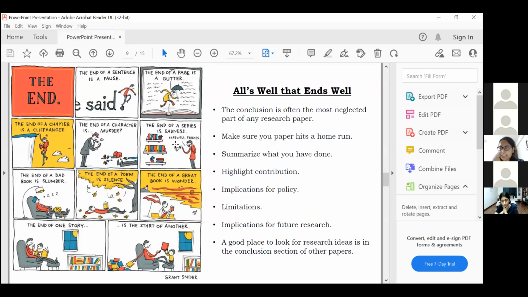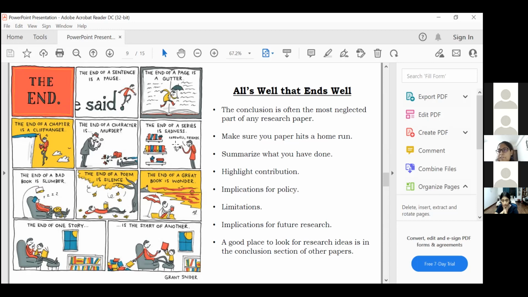If it's a paper that has implications for policy making, then highlight that. If it's a paper where there are some limitations, which your paper will have, no paper is perfect, okay? And no paper addresses all the questions that you need. So if there are some limitations, discuss those limitations. And in that line, discuss what this means for future research. Now, why is this important? Because the end point of your paper can be the starting point of someone else's paper.